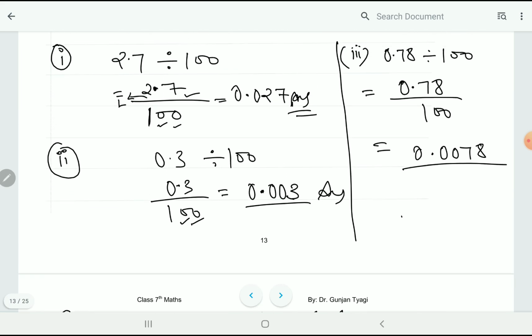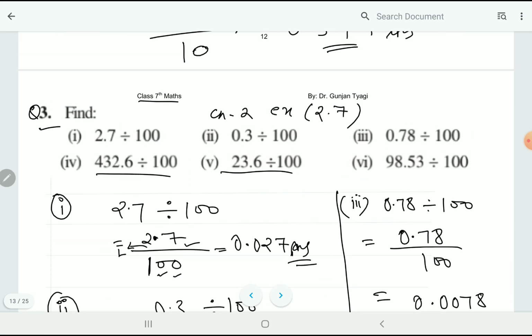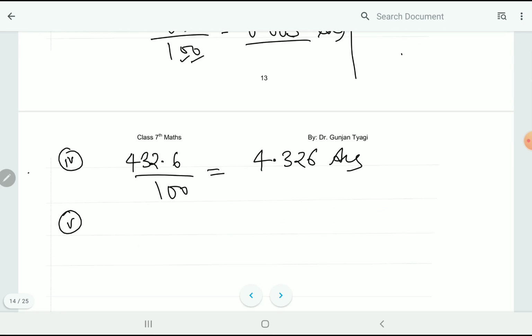Fifth part. 23.6 divided by 100. Again the decimal will shift 2 places, so it will be 0.236. This is the answer.